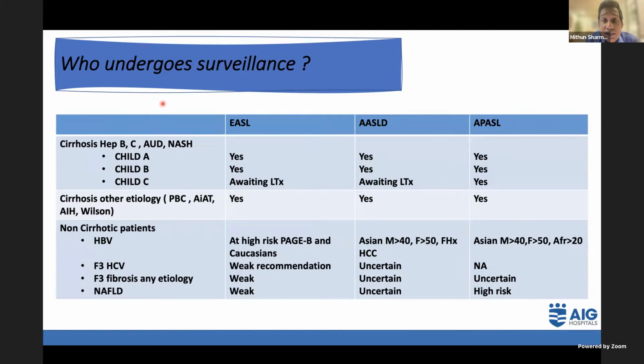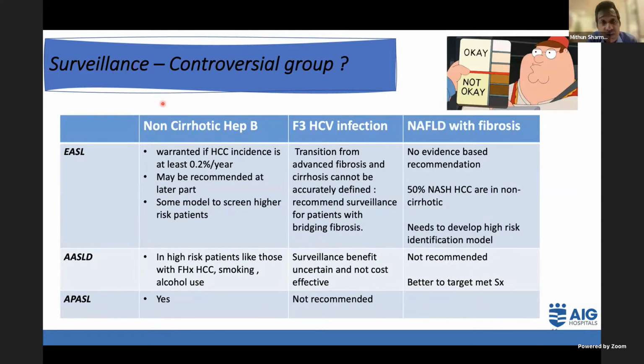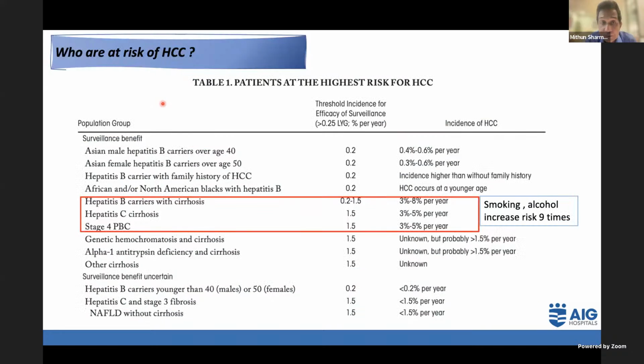Coming to patients with NAFL, the EASL and the AASLD put this recommendation as very weak because to surveil all these patients of NAFL would be a huge cost. APASL believes we can screen a certain category of high-risk patients, like those who had a family history of HCC or who had advanced fibrosis. So to summarize, non-cirrhotic Hep B, F3, HCV, and NAFL with fibrosis, many societies do not recommend, and yet we try to screen those high-risk patients like a Hep B with a family history of HCC, smoking, and alcohol use, which can paradoxically increase the development of HCC. The AASLD guidelines, if you remember, says that smoking and alcohol increases the risk of hepatocellular carcinoma by 9 times.